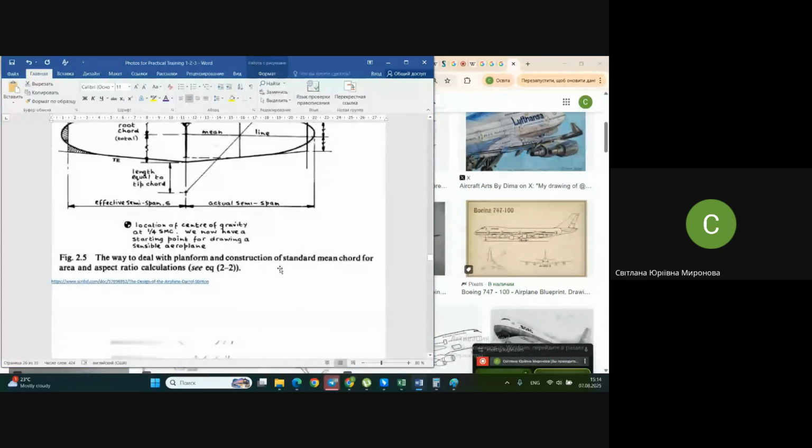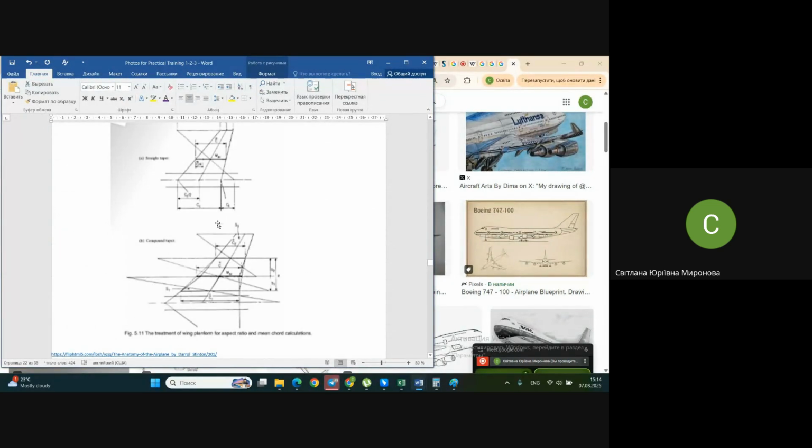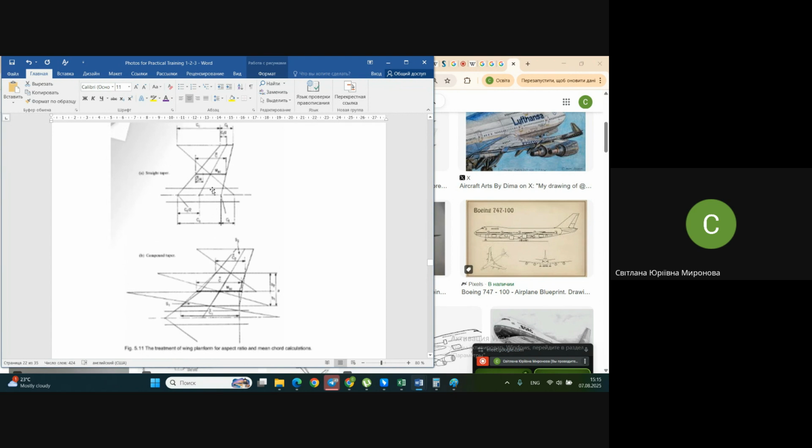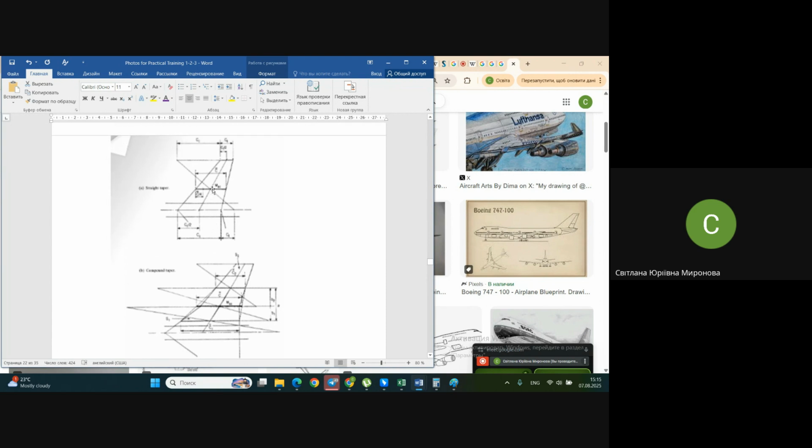We have seen it in explanation. I hope you understand. The closer the thicker wing is at the beginning, the closer this mean chord is to the fuselage. Position and value of mean chord, it's easy to understand how to calculate it out of this.